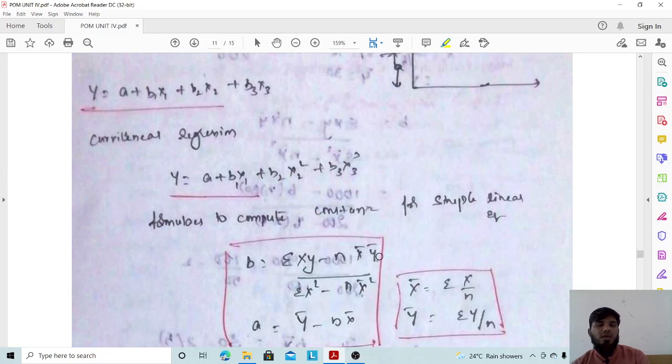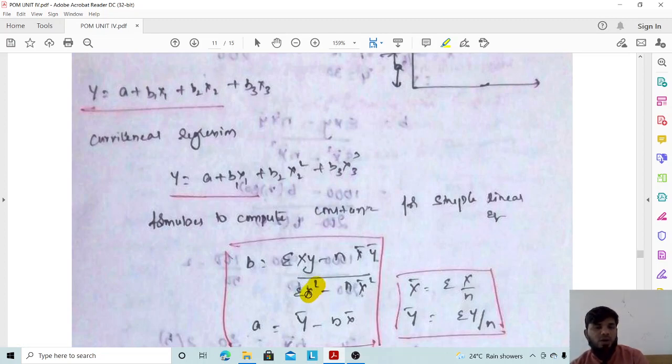Then x bar comma y bar. x bar is the mean of x and y bar is the mean of y, that is, x bar is summation of x divided by n, and y bar is summation of y divided by n, the whole divided by summation of x square minus n into x bar square. Whatever mean you get, you have to square it. Let us repeat the formula once again: summation of xy minus n into x bar into y bar, the whole divided by summation of x square minus n into x bar square.